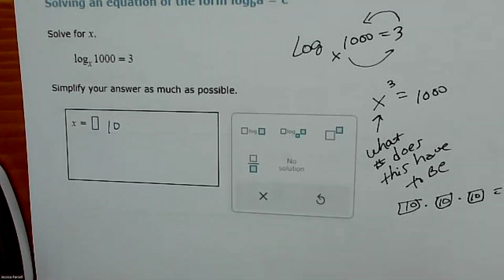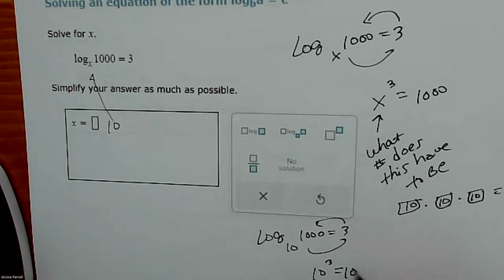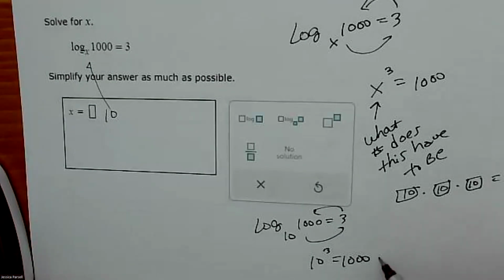You could also check this by putting 10 in for x. Log base 10 of 1000 equals 3. Let's check it out. Does 10 to the third power really equal 1000? Yes, it does. So we know we are absolutely 100% correct. So that's one way you could kind of tackle this.